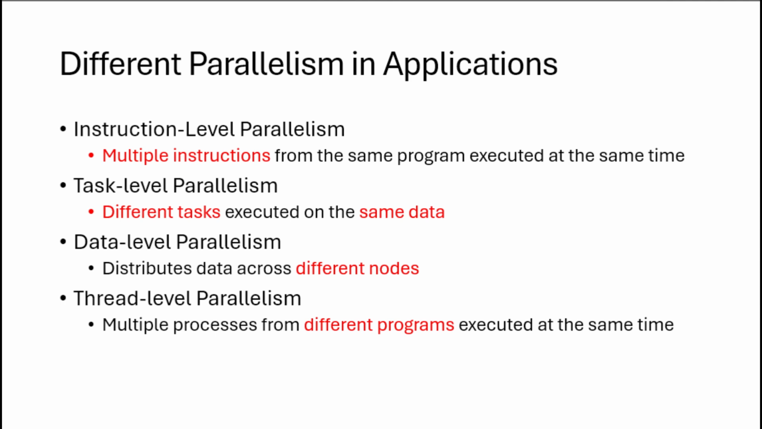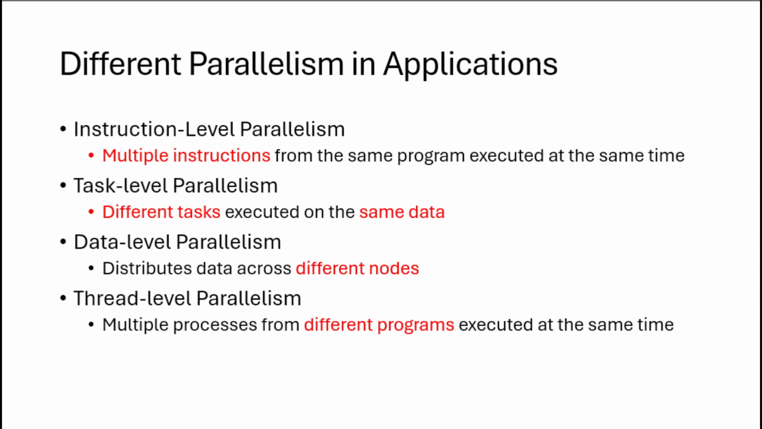The second one is task level parallelism. It means several different tasks execute on the same data. Like if we have data which is students' ages, we want to compute the students' average age and the max age or the minimum age.